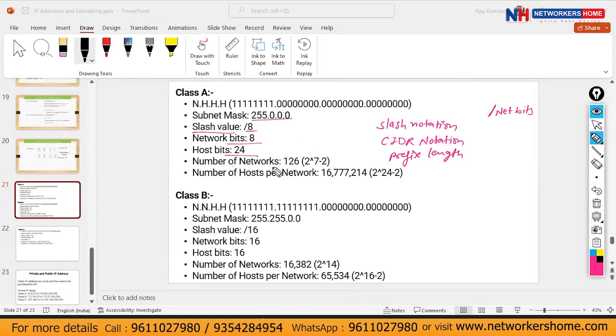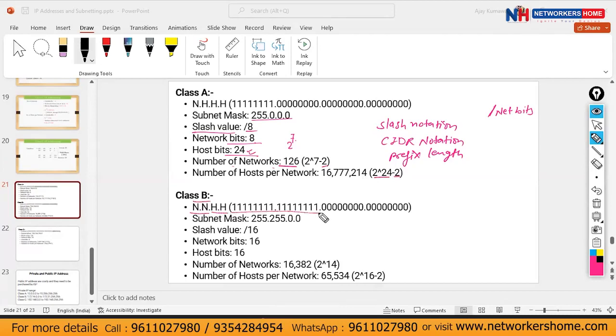If you want to calculate the number of networks, we only have 7 bits for manipulation because out of 8 bits, 1 bit is always 0. So we have 7 bits, total 128. Now the network 0.0.0.0 and 127.0.0.0 we do not use. So we will reduce 2, so a total of 126 networks are there. In case of class A, the number of hosts: total host bits are 24, so simply 2 raised to power 24 minus 2. That's it. In case of class B, 2 octets are for network, 2 octets are for host.